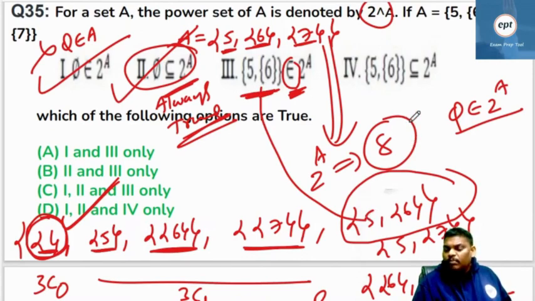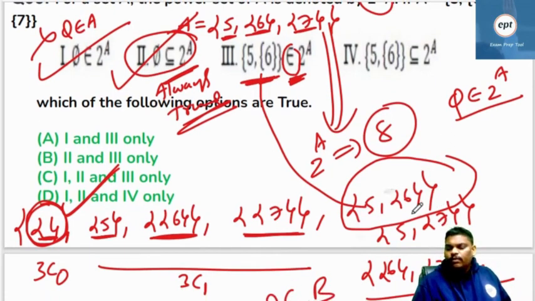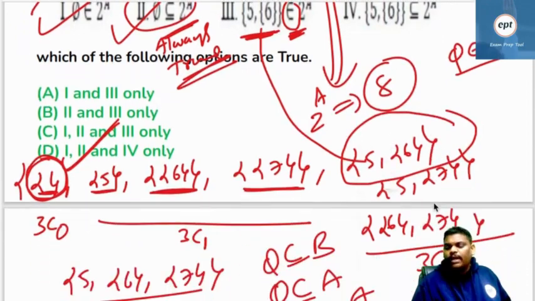But remember, is it a subset of 2 power A? When you say subset, you have to keep one more bracket.